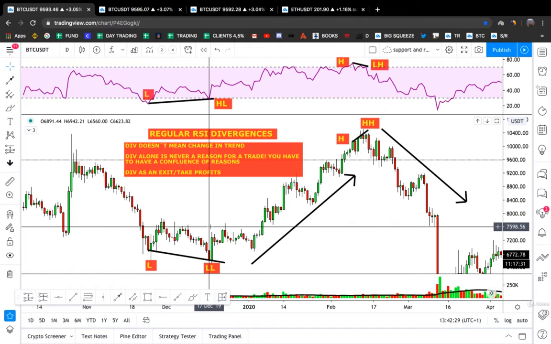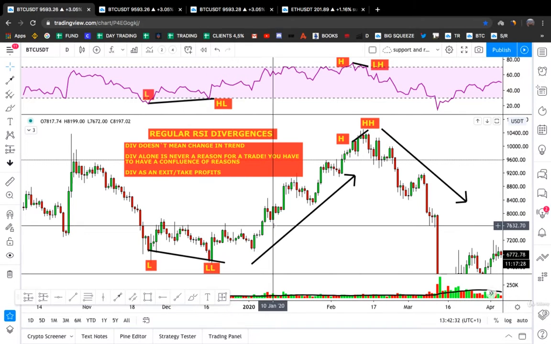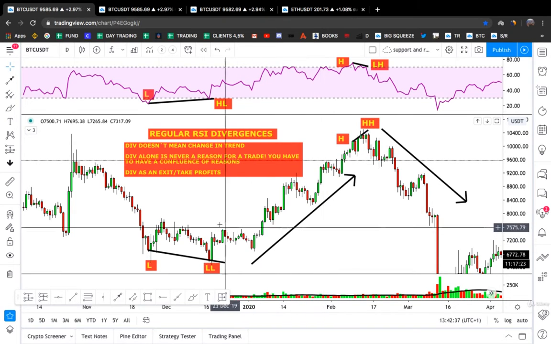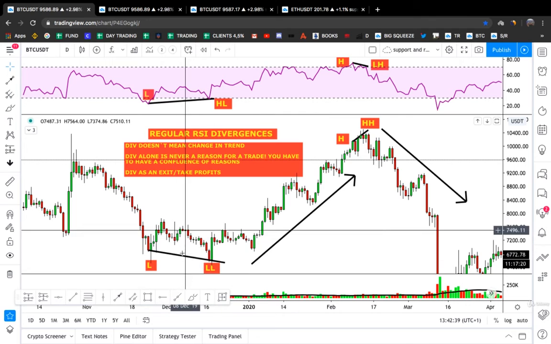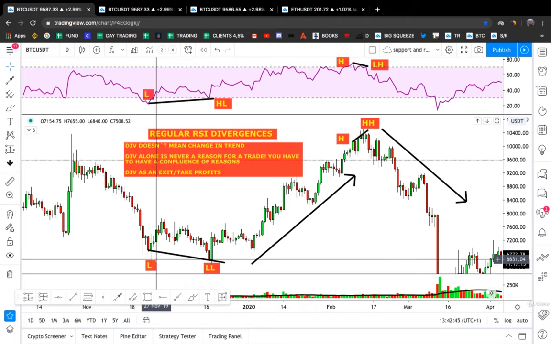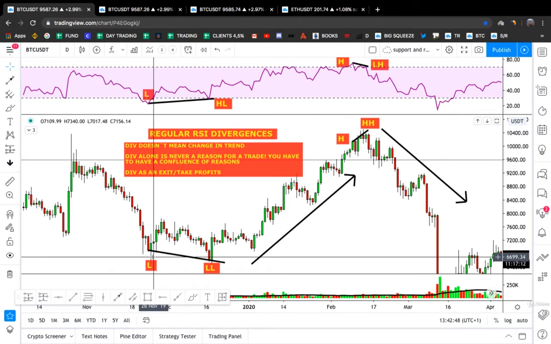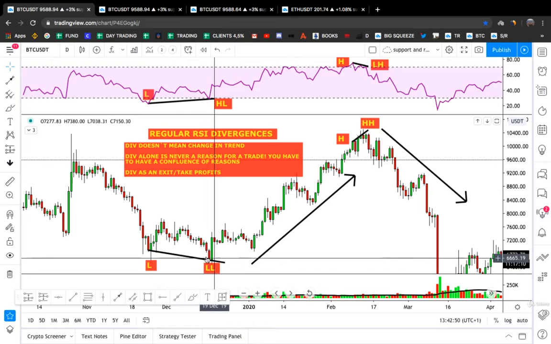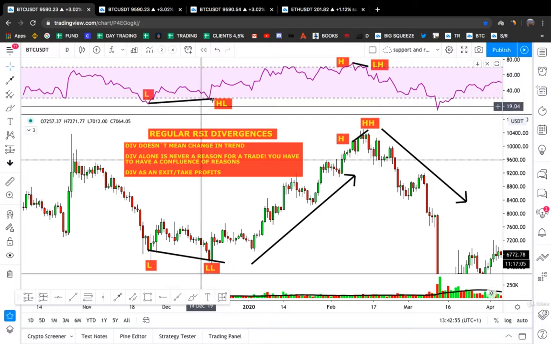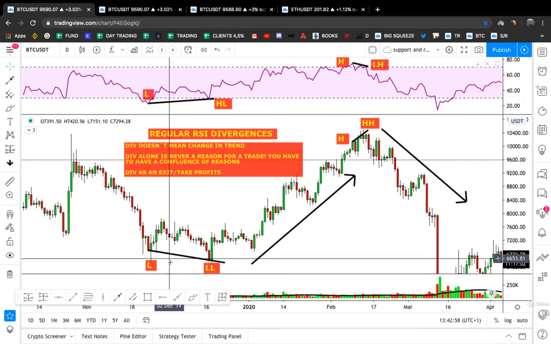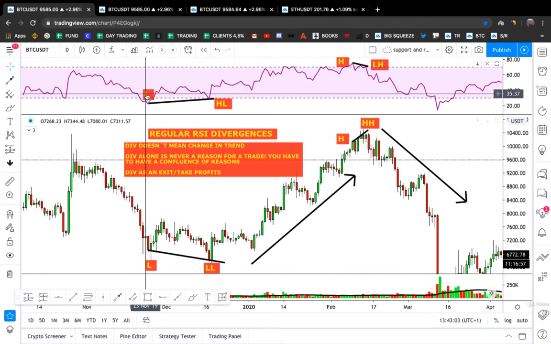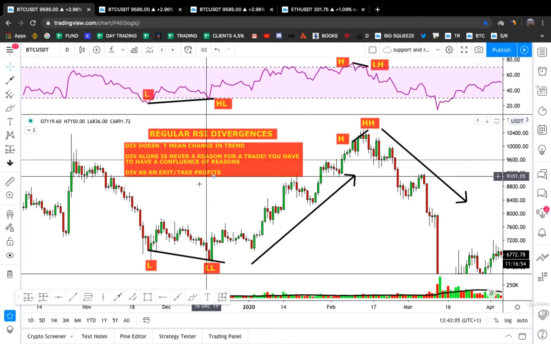you what is a divergence, what is a regular divergence for the ones of you who are not really aware what divergence is. So basically there is a bullish divergence, which is this one, and a bearish divergence, which is this one. You are going to have a bullish divergence when the price is making a low and then it makes a lower low, while RSI is making a low and then it's making a higher low. You see, so price is making a low and then a lower low. At the same time, RSI is making a low and then a higher low. This is a bullish divergence.